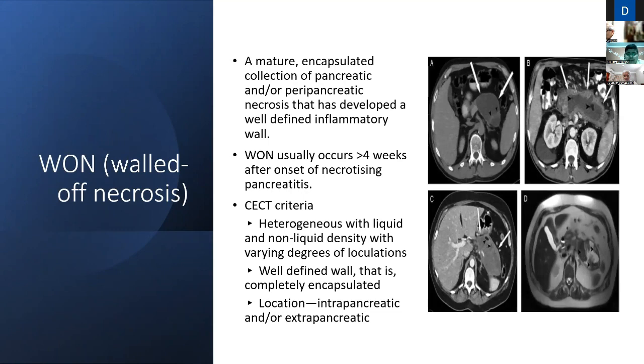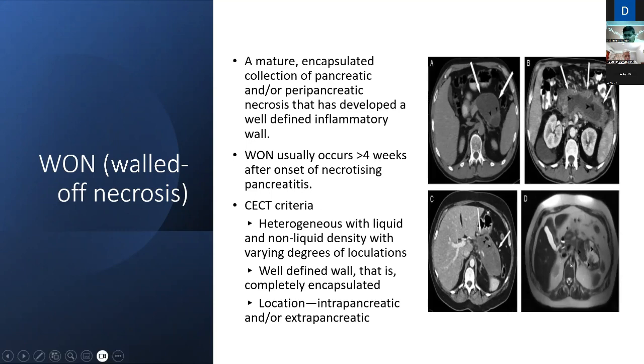Last is walled-off pancreatic necrosis. This is a mature encapsulated collection of pancreatic or peripancreatic necrosis that develops after the complication of acute necrotizing pancreatitis, and usually it occurs after the 4 weeks. On CT scan, you can see it is heterogeneous with liquid and non-liquid density parts in both pictures, and the wall is well defined, and the location can be both intrapancreatic or extrapancreatic.